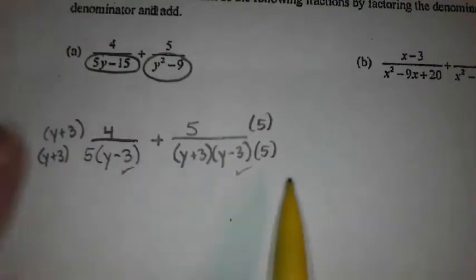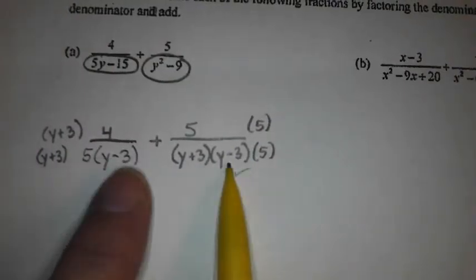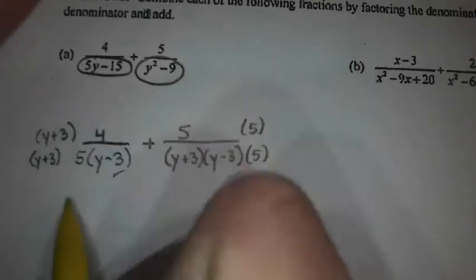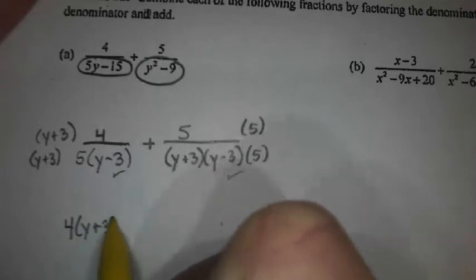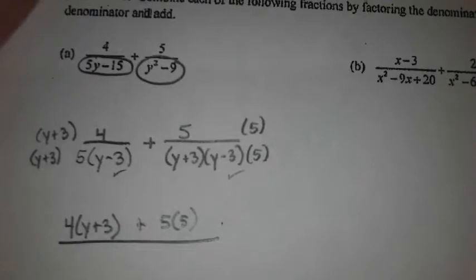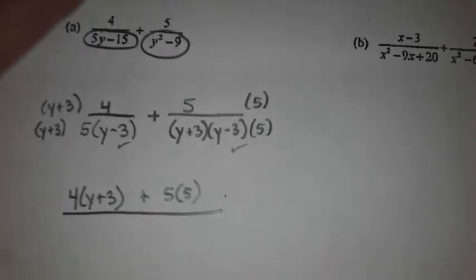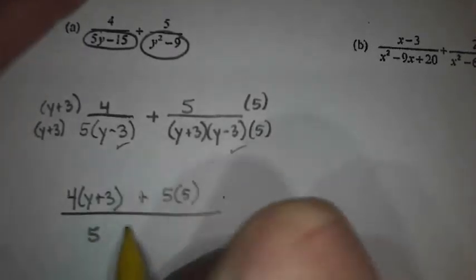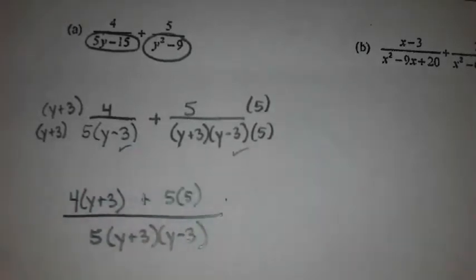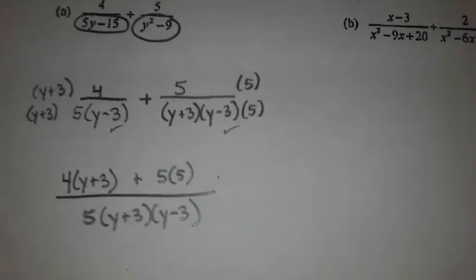So now you can just look at your denominators quickly. Both have a 5, both have a y minus 3, both have a y plus 3. So they are a common denominator. So it will be 4 times y plus 3 plus 5 times 5 all over that common denominator, which I'm going to put the 5 out in front just because that's... But once that denominator is common, I only need to write it once, and I can just kind of smush together the numerators. I'm just adding the numerators.